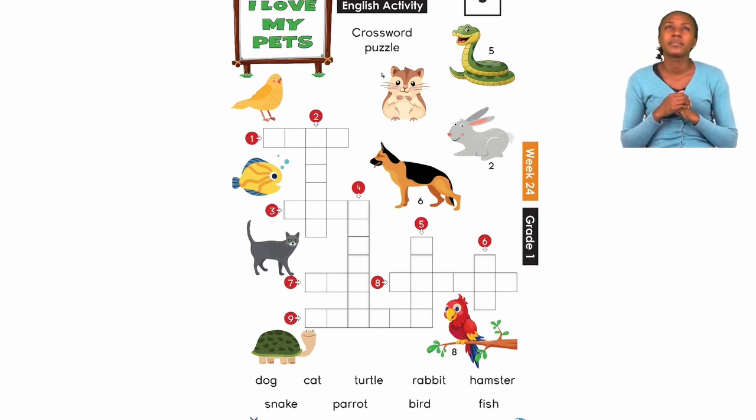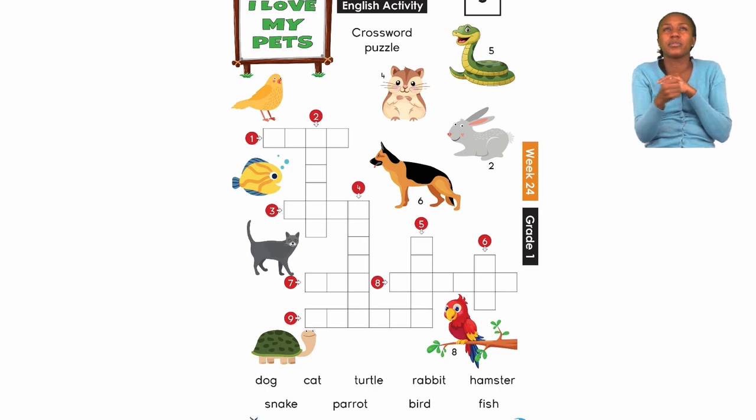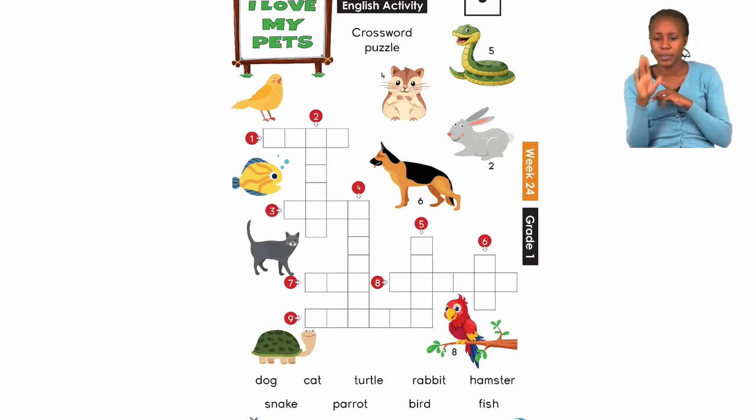Now way at the bottom of the page, you will see the names of the animals are also given. Let's have a look at the names. A dog, cat, turtle, rabbit, hamster, snake, a parrot, a bird, and fish. Right. Now I want us to have a look at the crossword and the pictures to try and fill in the crossword by using the picture of the animal and the number.